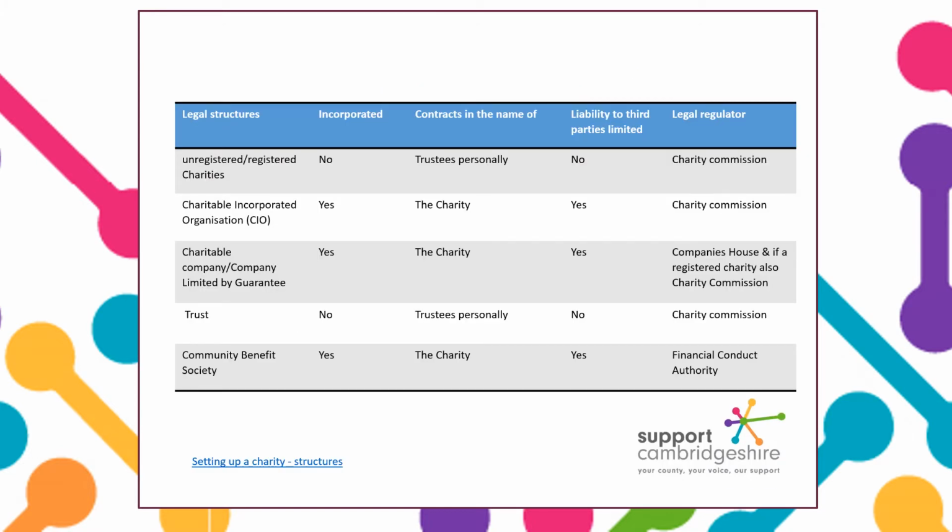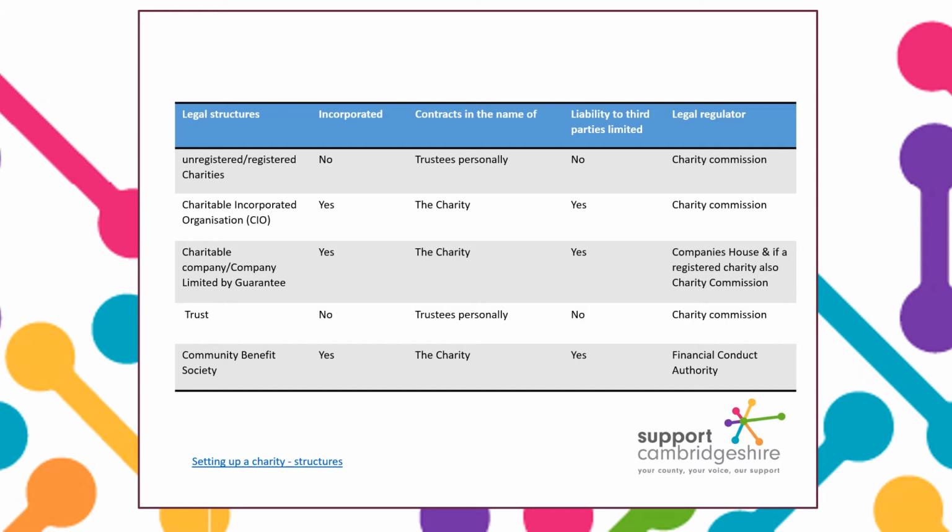This chart summarises the main legal structures for charities, and there are links for more details on these structures. But what I want to point out to you is that the rules a charity has to abide by and the regulator they report to will differ depending on how they're structured. So you can see that charitable companies, which are also known as companies limited by guarantee, have 2 regulators, and a community benefit society doesn't answer to the Charity Commission but to the Financial Conduct Authority.